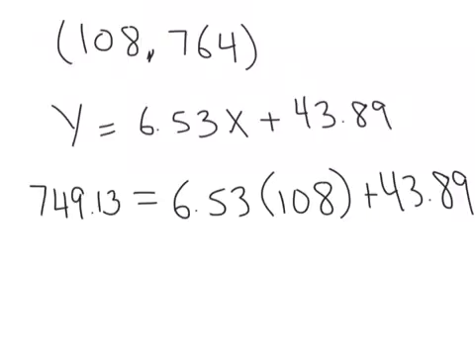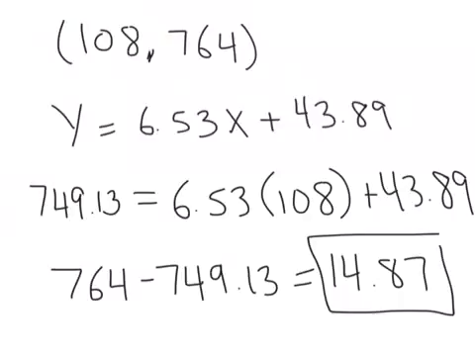So in this case, our predicted value would be 749. We actually did get 764, so we're not that far off. How far off are we? Well, let's subtract them. And there we go. Right here, I subtracted these two, and we are above the line by about 14.87 yards, which is pretty close to what our line said. So that's the residual, how far we are off.